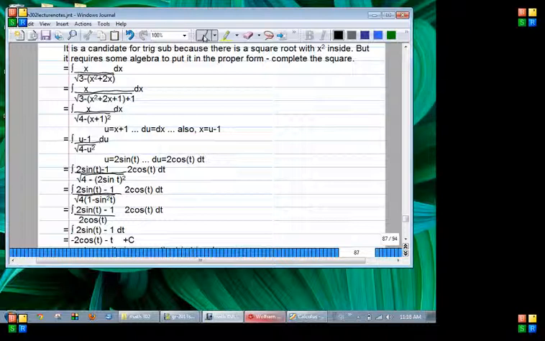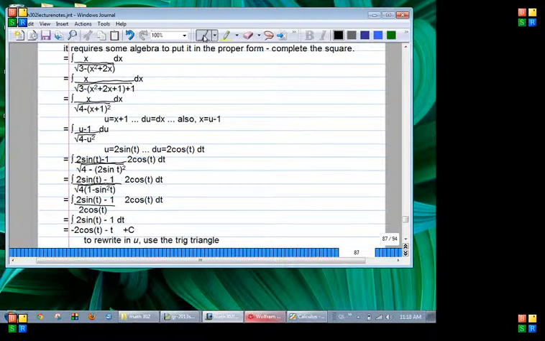But we're not done, because we've got to put it back in terms of x. So, what do we know? What do we actually have to put it back in terms of first? In terms of u, because we made 2 substitutions in this problem. Okay, so we've got to unwind it.